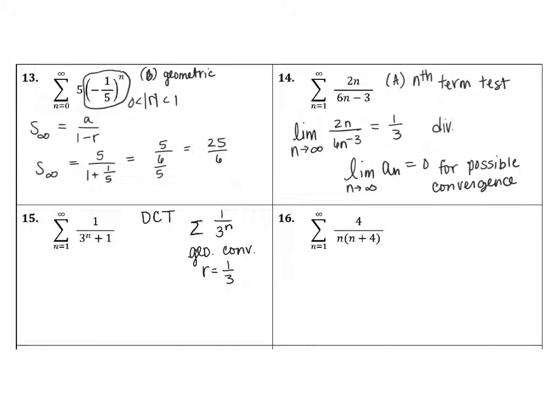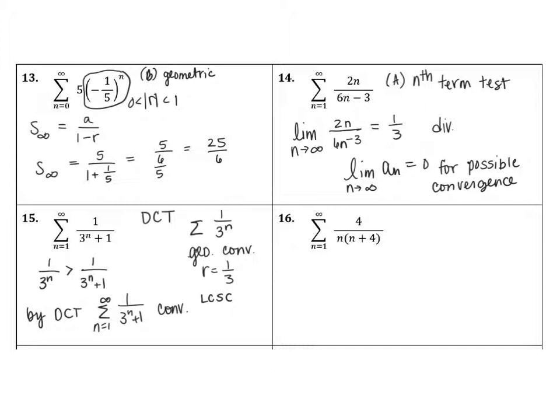And so with our direct comparison test, if we're talking about convergence, then we need the larger to converge, so the smaller converges, and we do see that 1 over 3 to the n is definitely bigger than 1 over 3 to the n plus 1. And so therefore, by the direct comparison test, the sum from 1 to infinity of 1 over 3 to the n plus 1 does converge.